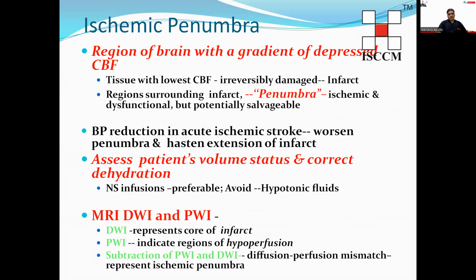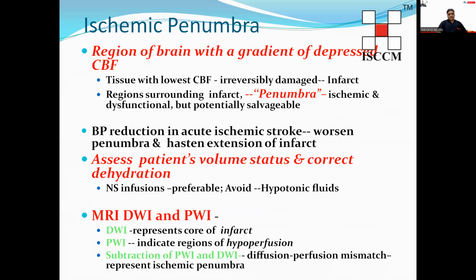Why do we have to keep the mean arterial pressure at a higher level? Because in the initial phase of acute cerebral infarct, the core area, the central part of the ischemia, will be more affected when compared to the peripheral areas, where there will be some insult, but the tissues are still viable. Regions of blood flow will have a gradient of depressed blood flow. Tissue with the lowest cerebral blood flow suffers irreversible damage, the infarct. The region surrounding the infarct is called the penumbra, ischemic and dysfunctional, but potentially salvageable.